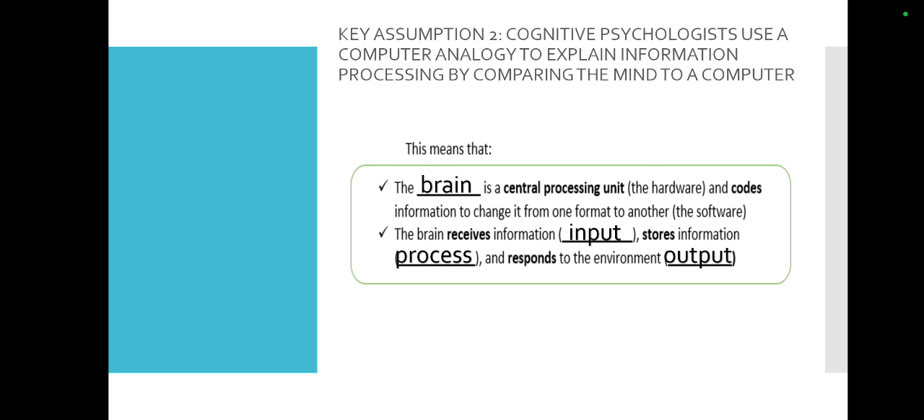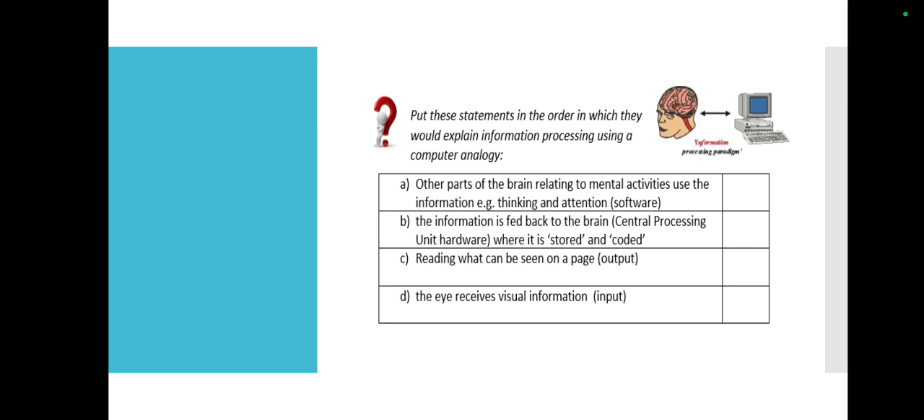And as I said, we use this general idea in cognitive psychology to help us explain or understand that the brain pretty much works in the same way that a computer does. So if we take an average information processing situation for humans and we apply the computer terminology, you should be able to put these statements in an order. So we'll do this together because sometimes this can be a little bit confusing.